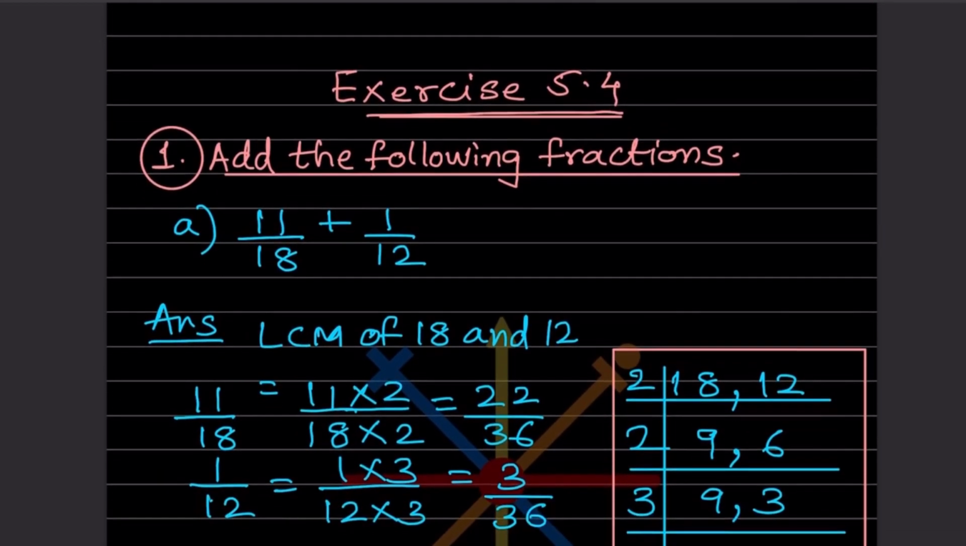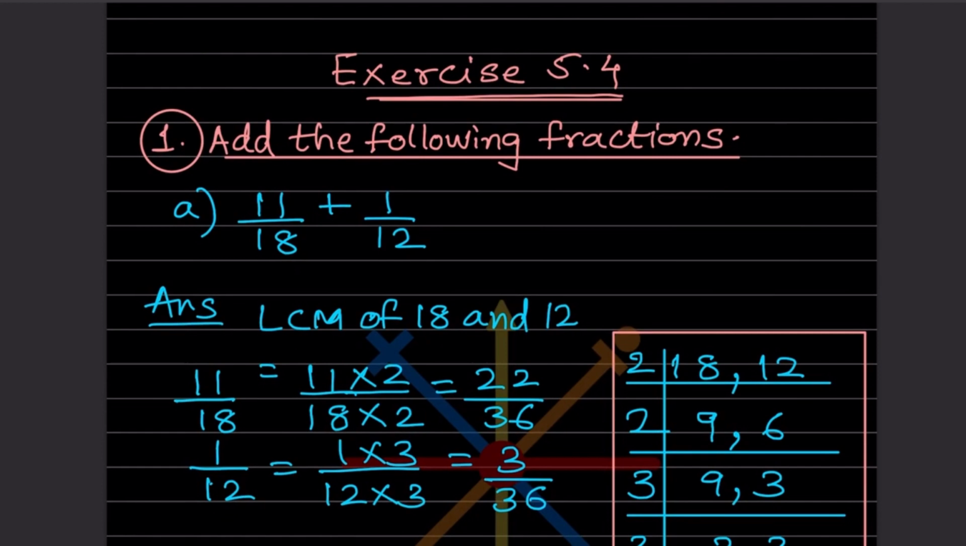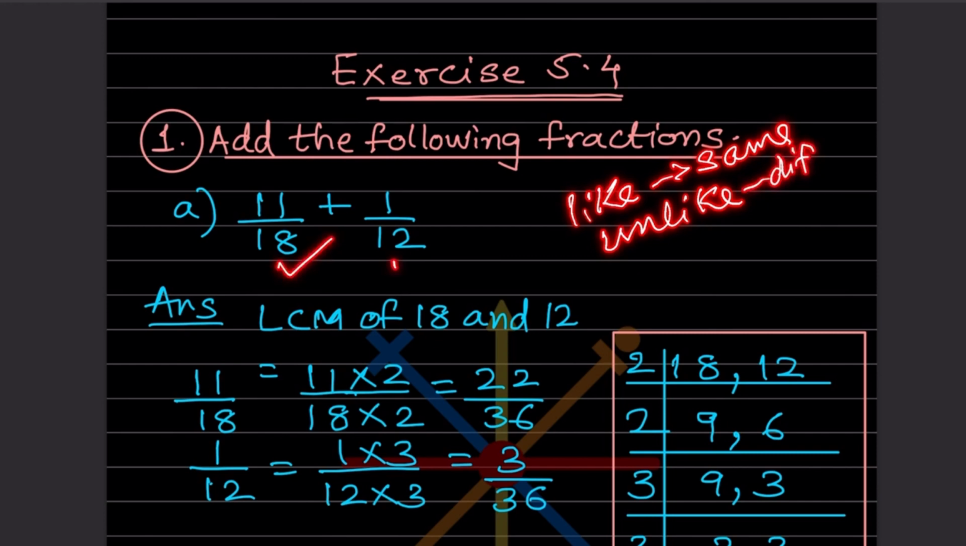Now the next problem, see here, the next exercise. Again, what does this say? That add the following fractions. So that was ascending and descending order. Now they have asked you to add. So now these fractions are given. Whenever you have to add or subtract, you have to look at whether the denominators are like or unlike. Like means same and unlike means different. Now can you see the denominators are different? So you have to take the LCM of 18 and 12.